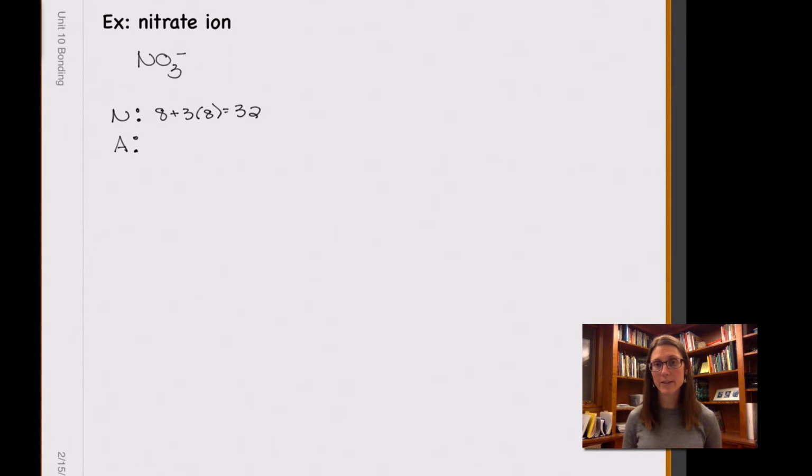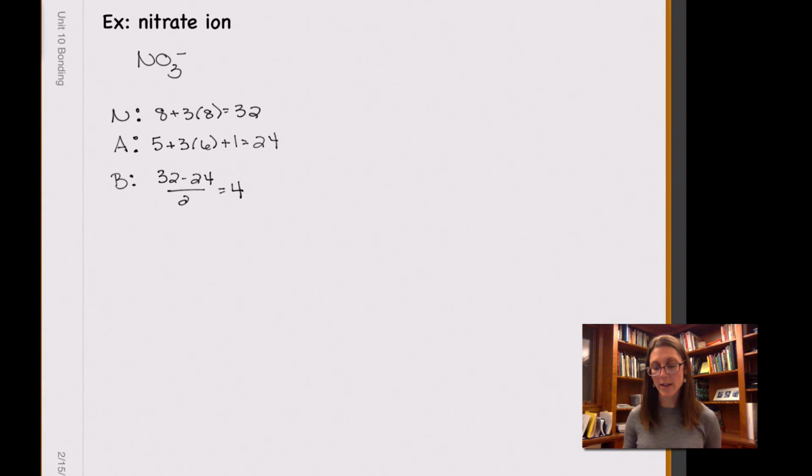Nitrogen has 5 valence electrons. Each oxygen has 6 valence electrons. But since this is a polyatomic ion and it bears a charge, that -1 charge indicates we have 1 additional electron. So I'm going to add an electron to the number of electrons that are available. This gives us 24 electrons, and we can calculate the number of bonds necessary by taking the needed electrons minus available electrons and dividing by 2. Here I have 4 bonds that need to be made within this molecule in order to fill the valence shell of all of our atoms.